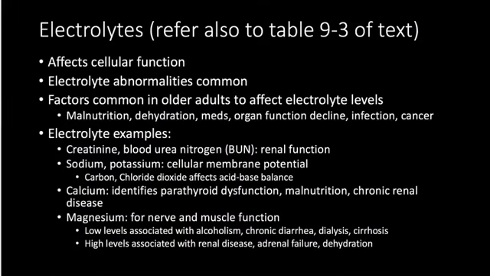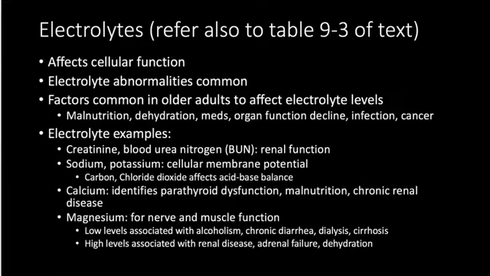Electrolytes are another item, and I'd like you to look at table 9.3 of your text. Just briefly, electrolytes are going to affect cellular function, and abnormalities with electrolytes are common in the older adult. So those are things you really want to look for. Things that can cause abnormalities or problems with electrolyte levels are malnutrition, dehydration, meds, organ function decline, infection, and cancer. Those are all things that people are more prone to get as they get older.